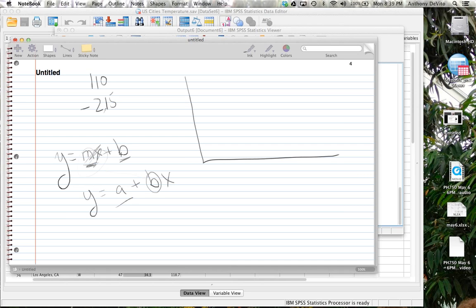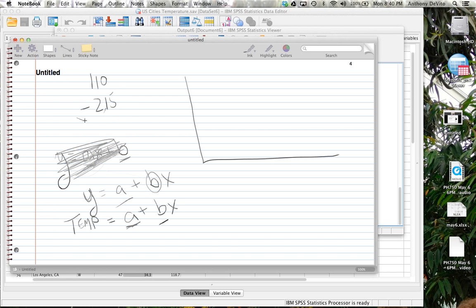Except this time a is what we would call the y-intercept. Let me show you why we call it the y-intercept. We call it the y-intercept because y represents our dependent variable, which in this case is temperature. Temperature is equal to a plus bx, which is equal to some constant plus the slope times x.